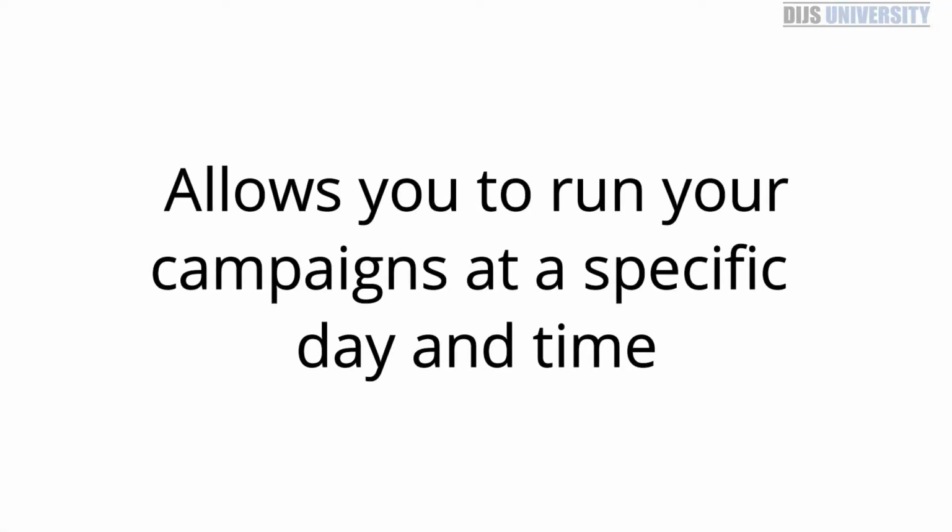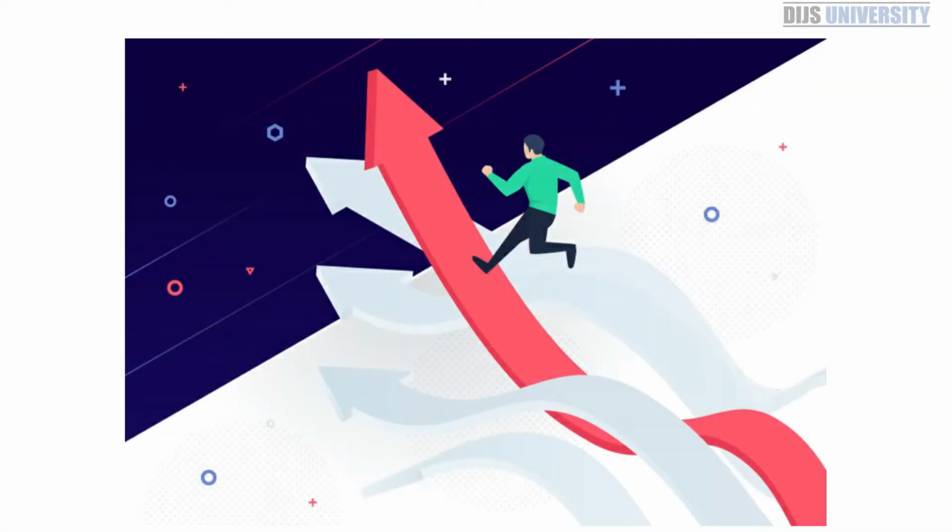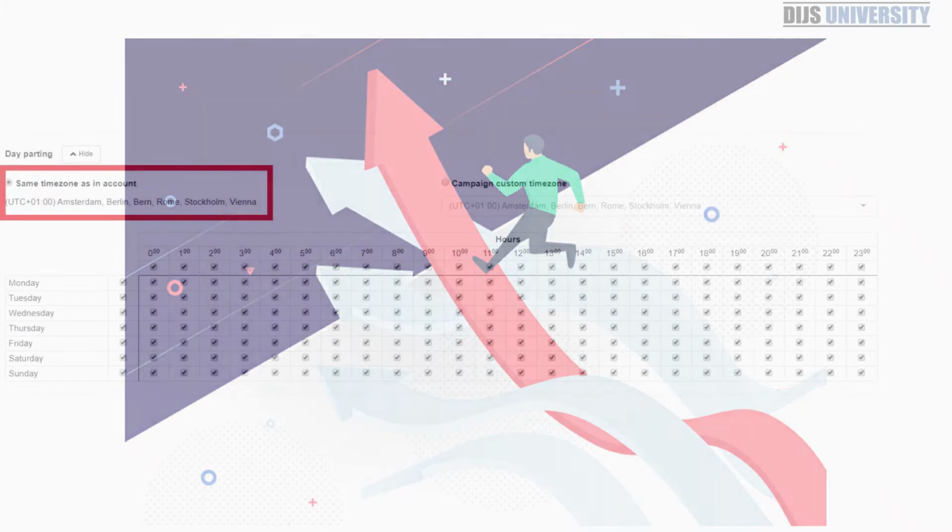Okay, next we're going to talk about day parting. Day parting allows you to run campaigns on a specific day and time. This is a must when you want to get the most out of the campaign budget and not waste your money on the worst converting parts of the day. So in order to make this optimization more convenient, Zeropark allows you to choose one of the following options.